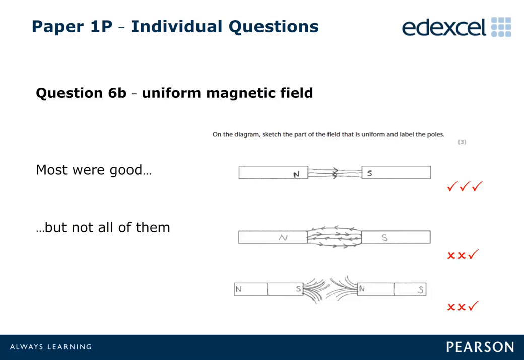It was the same with the uniform field, and most scored well. 57% got full marks here. The weaker responses included typical errors like those shown here. The last 2 here each gained 1 mark for labelling the adjacent poles adequately. There was no penalty for the contradictory arrows shown in the second response.